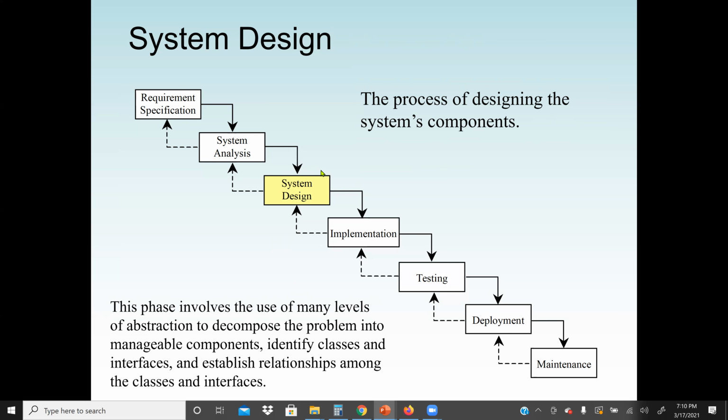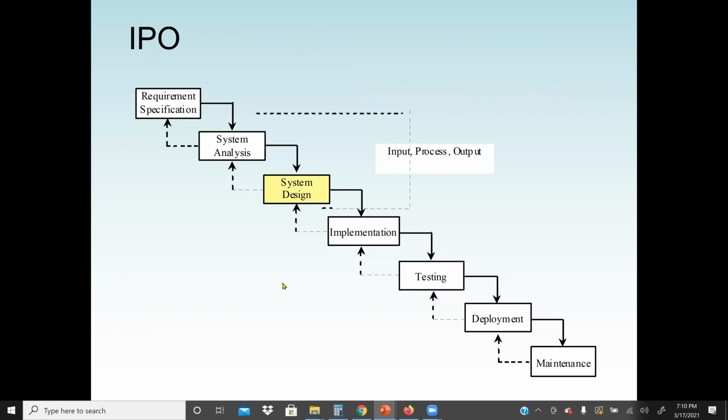The Unified Modeling Language is a very good tool for designing object-oriented systems using the object-oriented concept. So this phase involves the use of many levels of abstraction to decompose the problem into manageable components, identify the classes, interfaces, and also establish relationships among the classes and interfaces. So when we finish our system design, the next step, we are going to do our implementation.